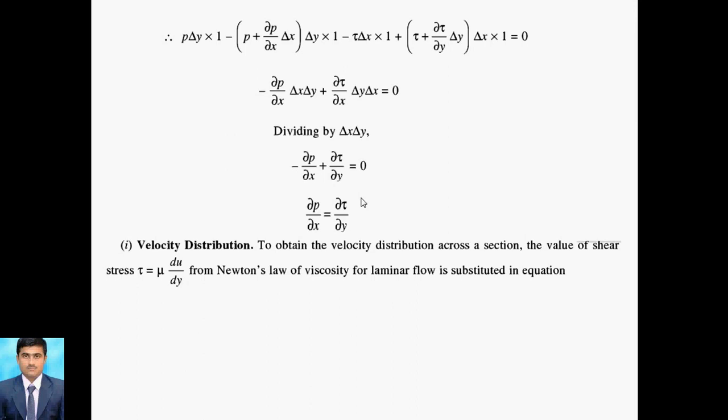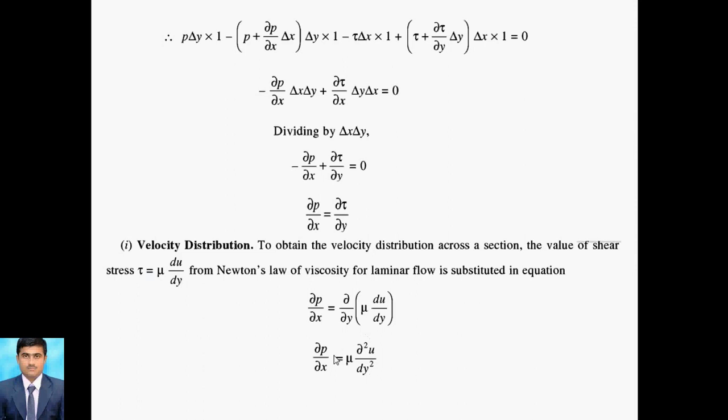Now take the velocity distribution. For that we know that tau is equal to mu du by dy, that is Newton's law of viscosity. So what is the value of tau? Tau is nothing but mu du by dy. So directly we can put mu du by dy here instead of tau. What will happen? Like this, dou tau by dou y stays outside, and instead of tau we write mu du by dy. So after solution we will get dou P by dou x equal to mu into dou squared u by dou y squared.